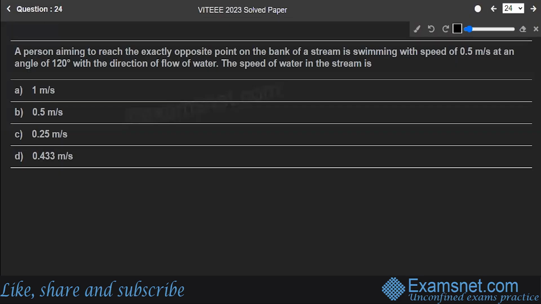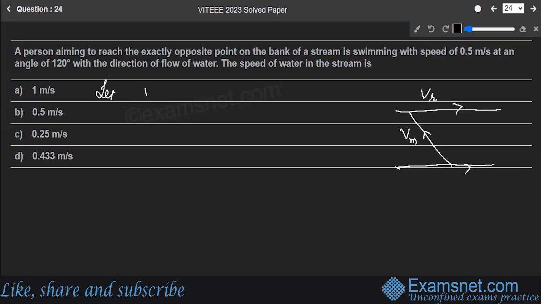Question number 24. A person aiming to reach the exactly opposite point on the bank of the stream is swimming with the speed of 0.5 meters per second at an angle of 120 with the direction of flow of water. That is the direction of the flow of water and this is the opposite side of the stream. The person is swimming, and obviously he wants to reach the opposite point, so he will have this path while swimming. This is the velocity of the man and this is the velocity of the stream.